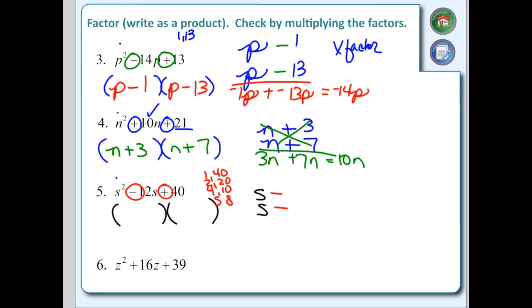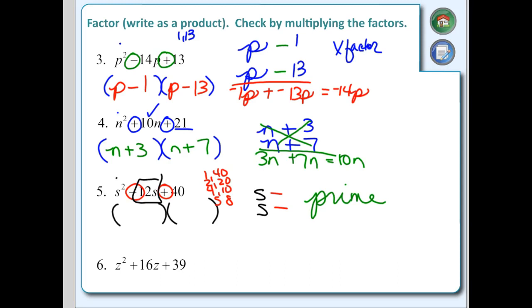So every once in a while, we're going to get to a polynomial, a trinomial that does not factor. And we're going to write the word prime. How do you know it's prime? When you list all the factors and you look at them, there's no 2 set of factors that when I add them together is going to give me that middle number of 12. So therefore, it is prime.